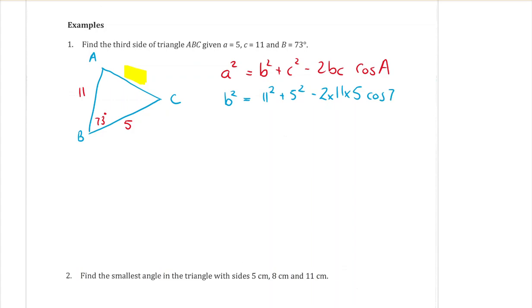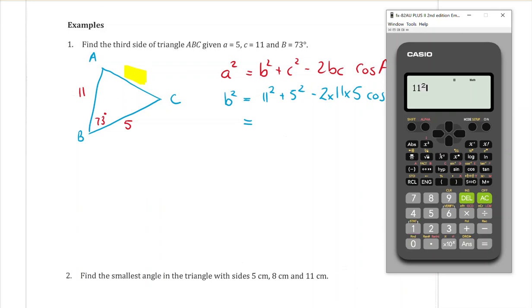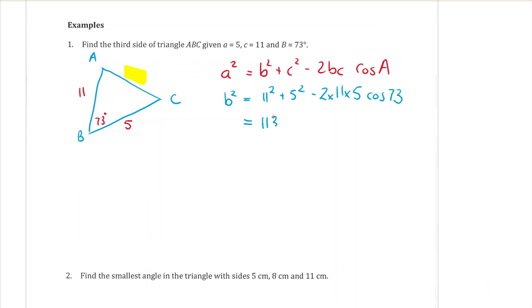So 73. Okay, then you need to grab your calculator out and type that in. It can be a bit of a nasty one to type in, so let's all give it a go. 11 squared plus 5 squared minus 2 times 11 times 5 times cos of 73. Did we all get 113 point that stuff? Yeah, great. 113.839 and it keeps going.